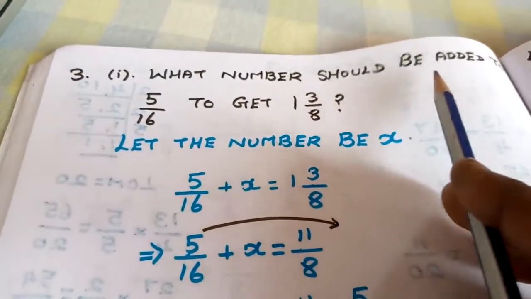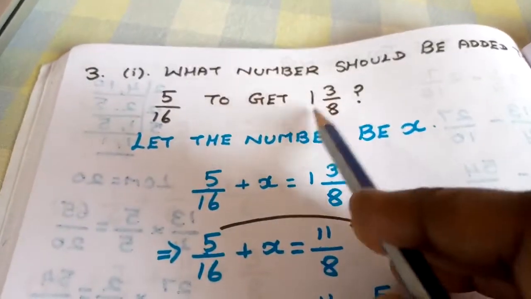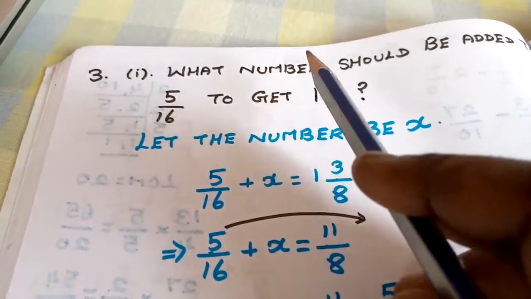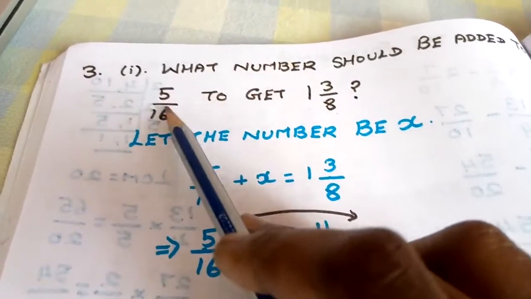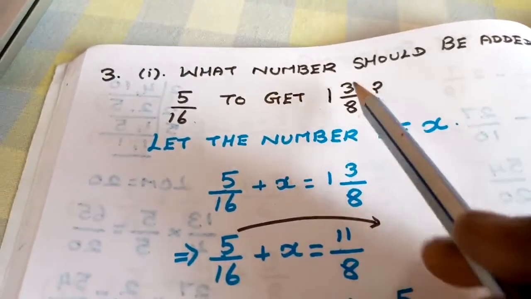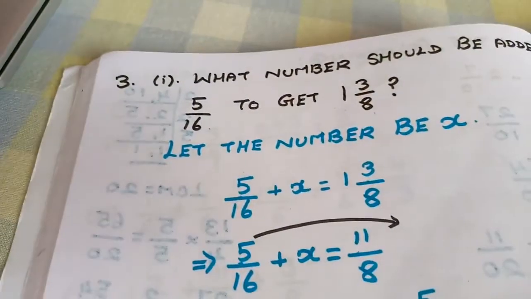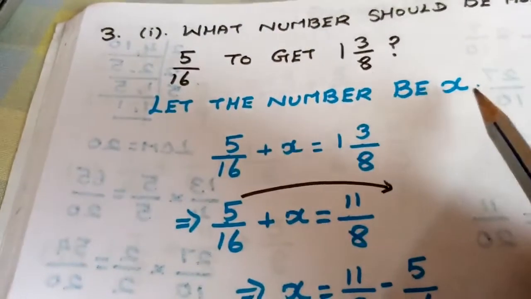What number should be added to 5 by 16 to get 1 3 by 8? So this is a question they have given you. The question is asking you to find the number that should be added to 5 by 16 to get the answer 1 3 by 8. We don't know what the number or fraction is here, so I am going to take the number as x. Let the number be x.